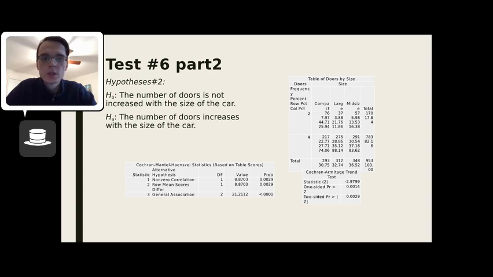We can see that 7.97% represents two-door cars of the population with that element, and 22.77% represents four-door cars with that element. In other words, this table shows that if the car has more doors, then the vehicle will be larger.